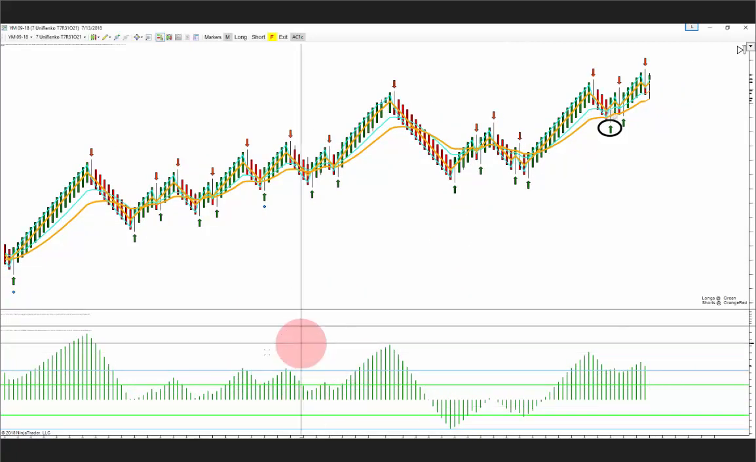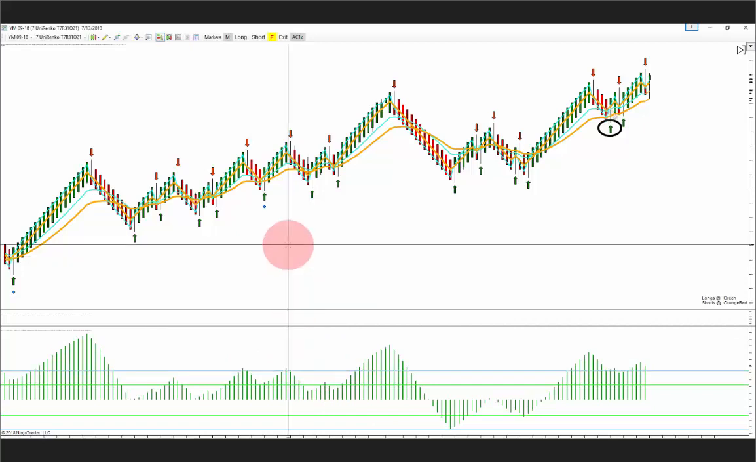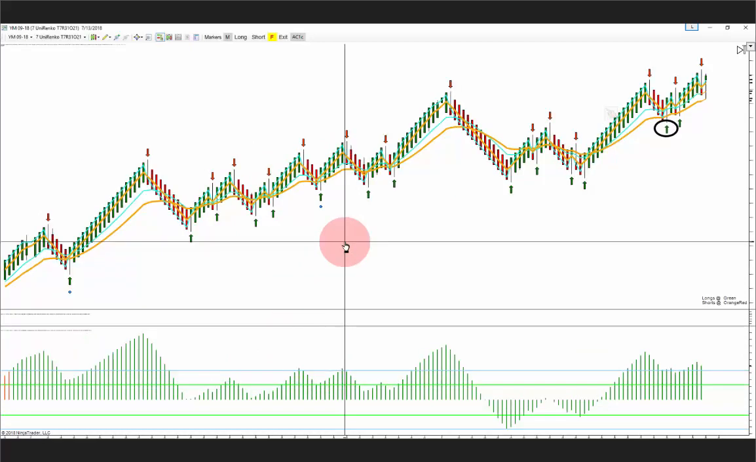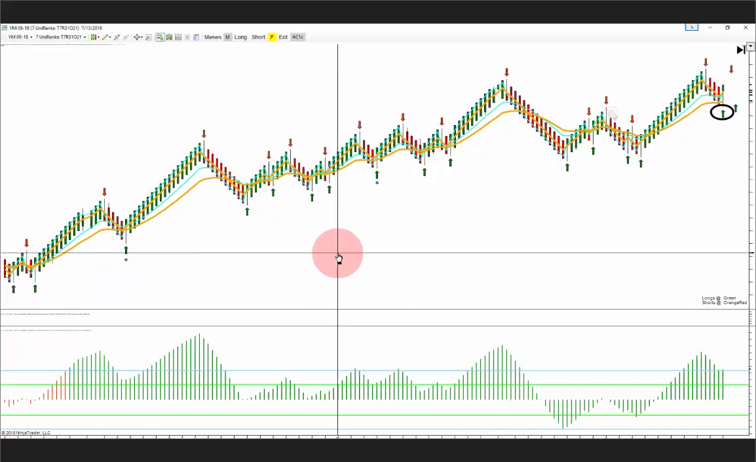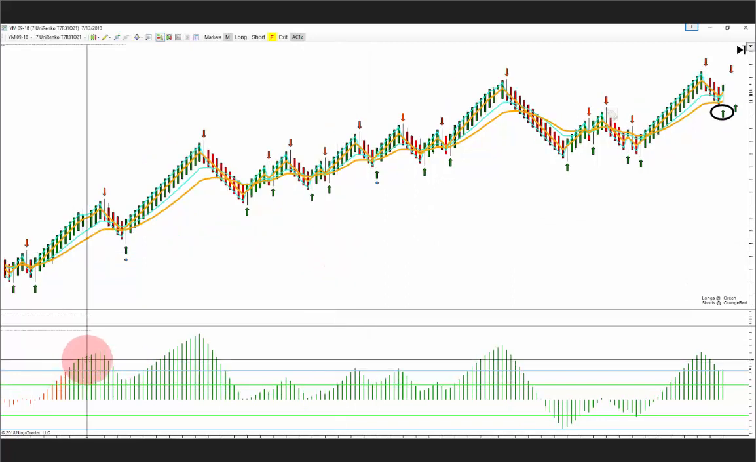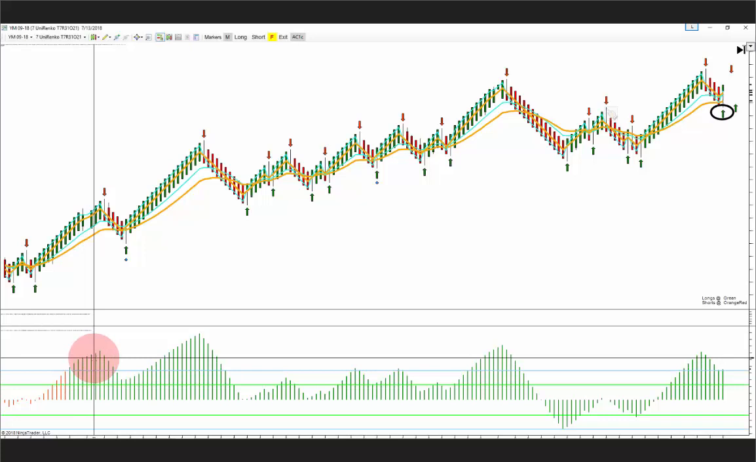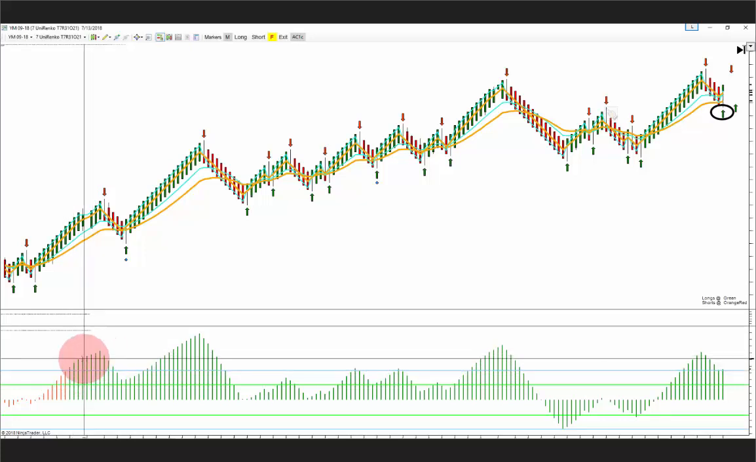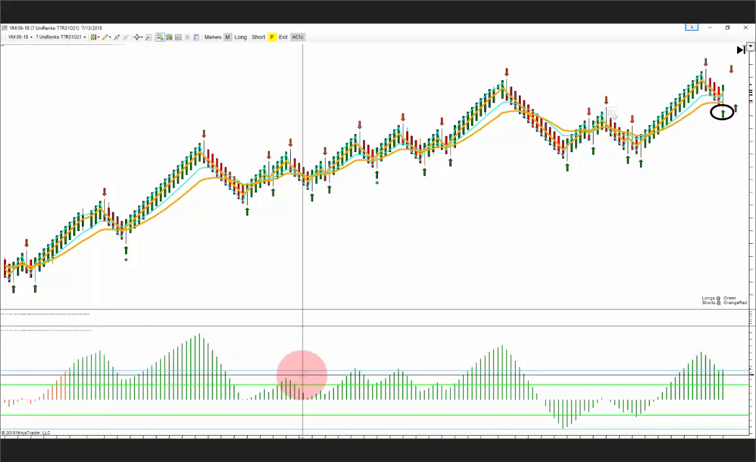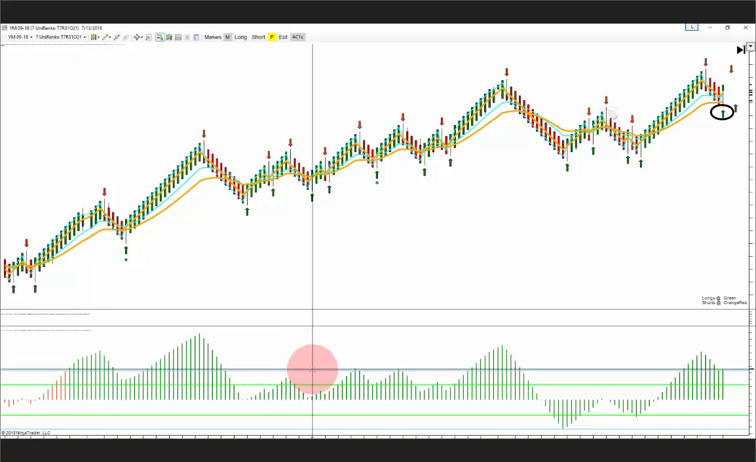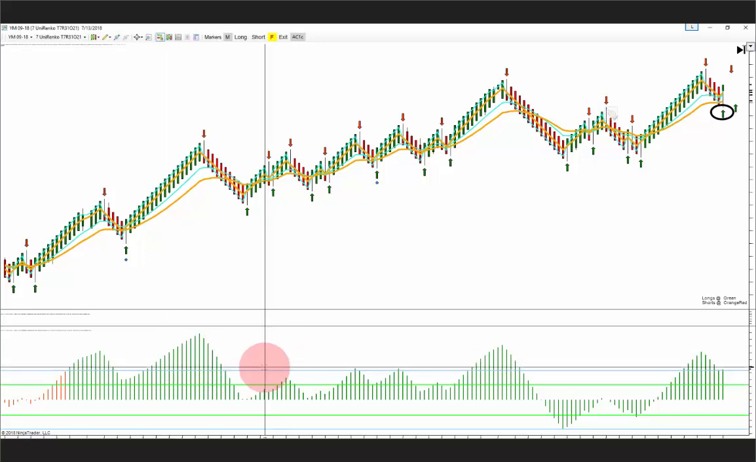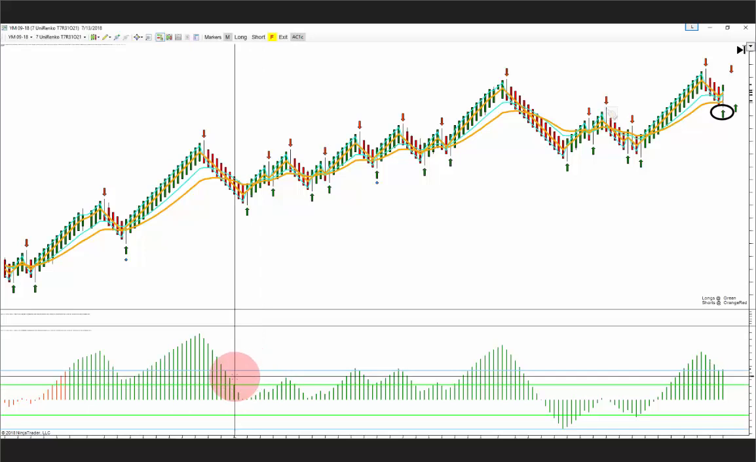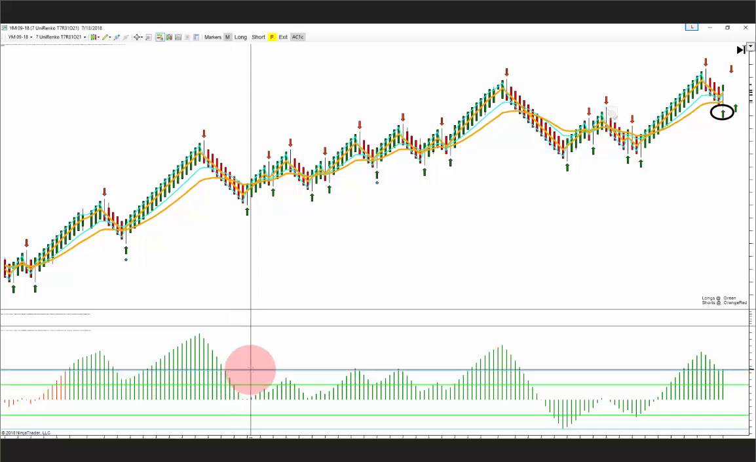Okay? And here's what we're looking at. You see down here in this histogram, the filter is set up so that we are only willing to take a trade when the histogram is above a certain threshold. And when it's above that threshold, it turns green. This horizontal line right here represents where the histogram has to be above to execute a trade. If the histogram is below that line, a trade will not be initiated.